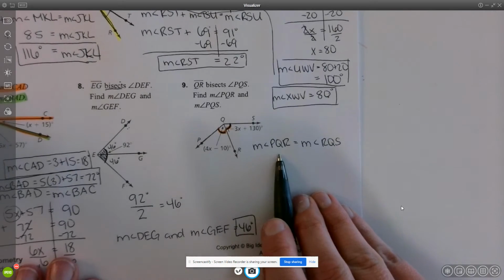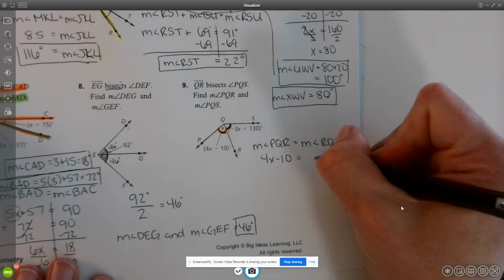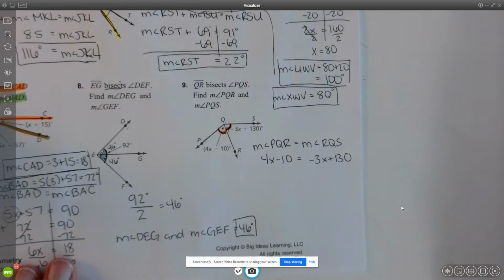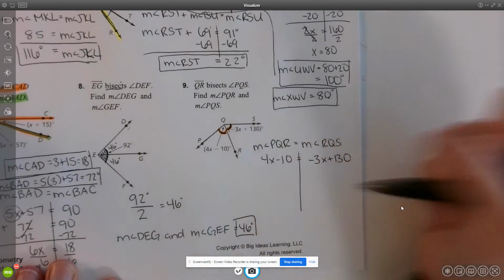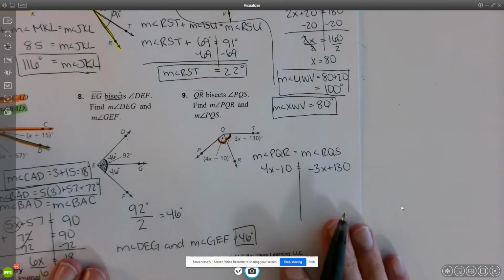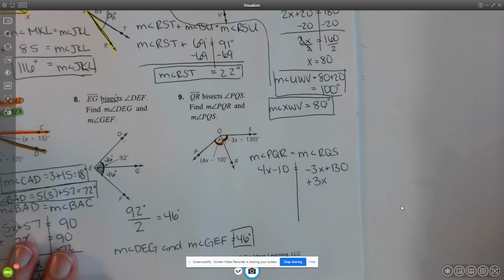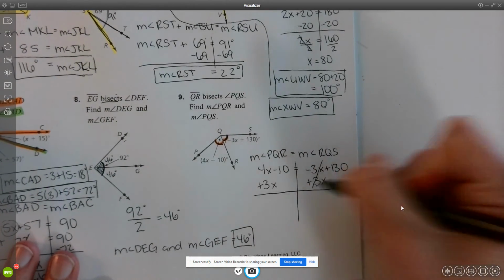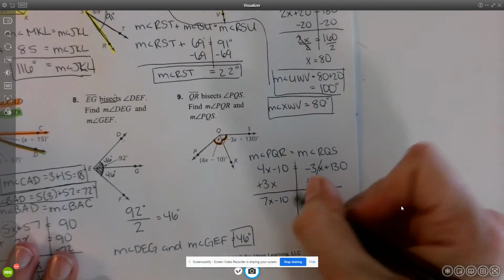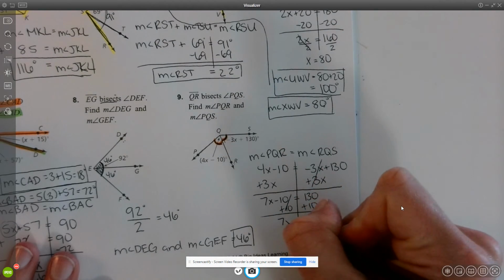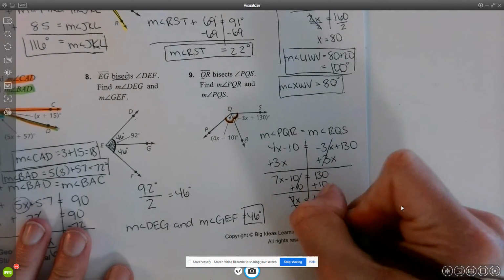Well, I know that the measure of angle PQR is 4x minus 10, and that the measure of angle RQS is negative 3x plus 130. You might have been able to just start with this equation right here, which is fine. So I have an equation. I'm going to solve for x. I don't have any like terms I can combine, but I do want to move all the x's to one side. I'm going to get rid of this negative 3x on the right by adding 3x to both sides. Going to add 10 to both sides. Divide both sides by 7. And I get that x is equal to 20.